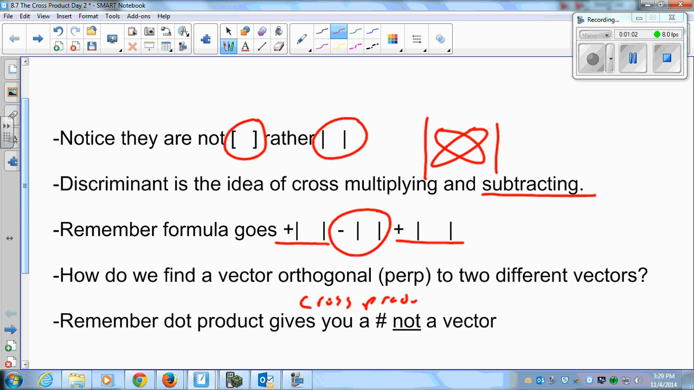Another thing I want to review: remember that dot products give you a number, not a vector, and that helps us find angles in between vectors. It also helps us determine if things are perpendicular or parallel, because parallel vectors will have an angle of 0 degrees between them, and perpendicular vectors will have an angle of 90 degrees. And we have the formula for finding angles between vectors, and it all deals with dot products.